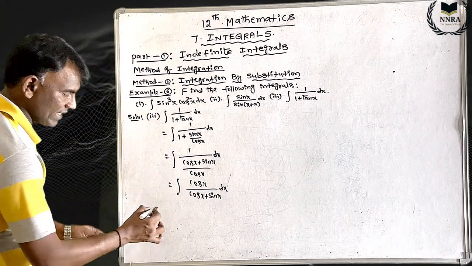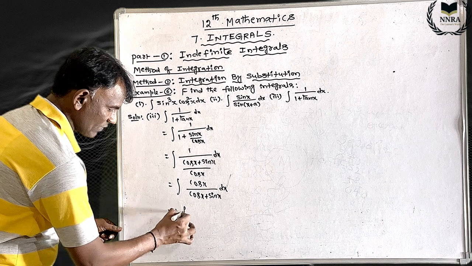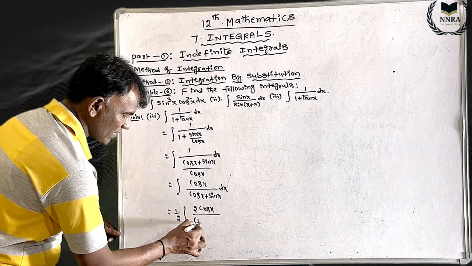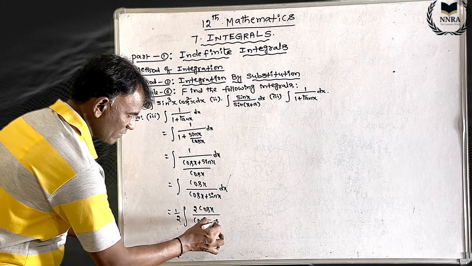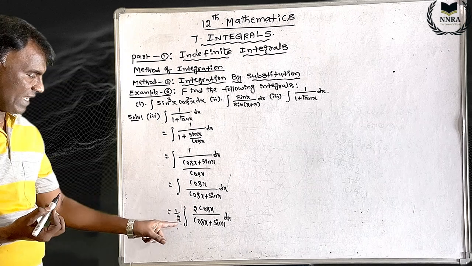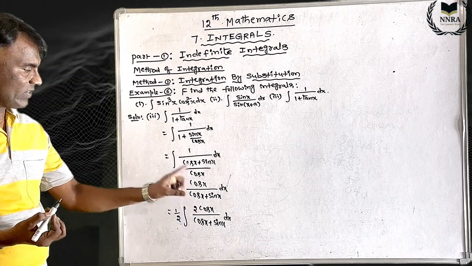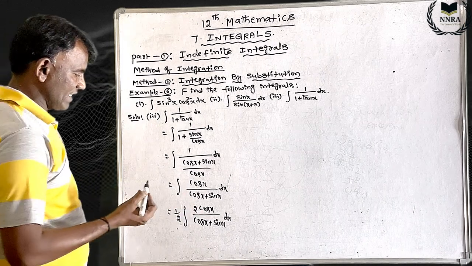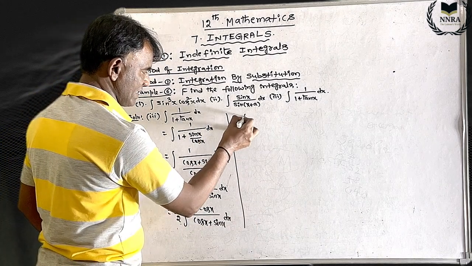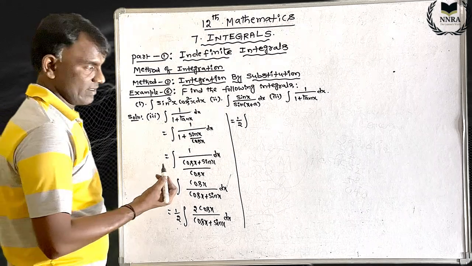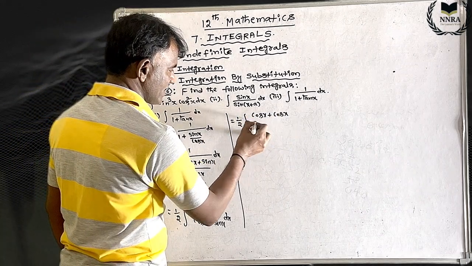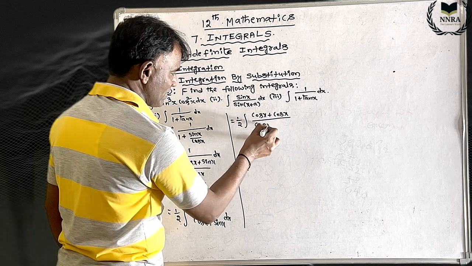And now what am I doing? I am writing it like 1 by 2 into 2 cos x by cos x plus sin x. Is it possible? Yes, it is possible. Why? Because if 2 gets cancelled, then we get cos x equal to this value. After writing this, what will we do here? Just write 1 by 2 as it is and split this function. So what is that? 2 cos x can be written as cos x plus cos x, and the denominator is cos x plus sin x, then dx.